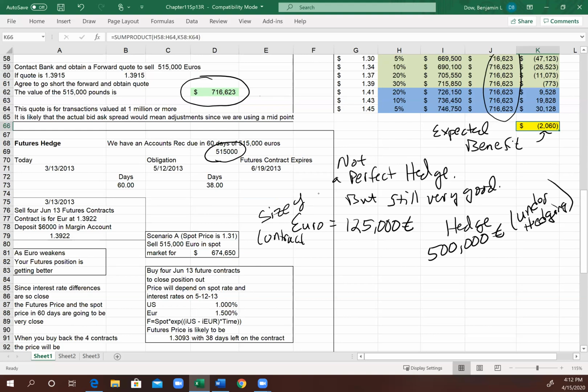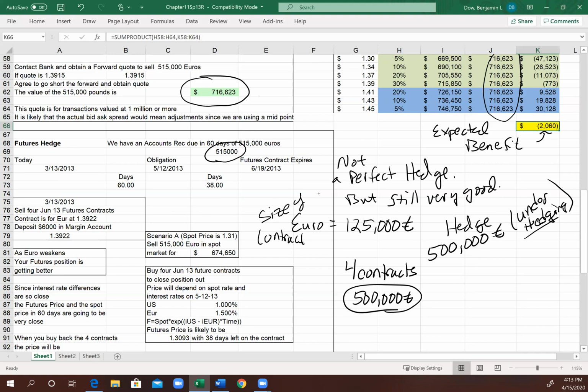The reason is if we use 4 contracts, then we're only hedging 4 times 125,000. We're only hedging 500,000 euros. Okay. If we used 5 contracts, we'd be at 625,000 euros. Okay. And we would be overhedged. And most companies, if they're going to have a choice to make, they're going to choose to underhedge versus overhedge.